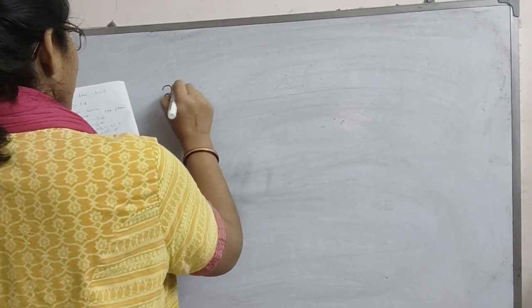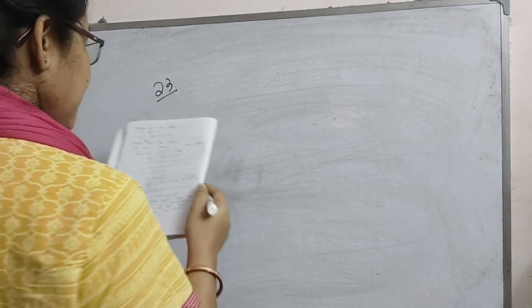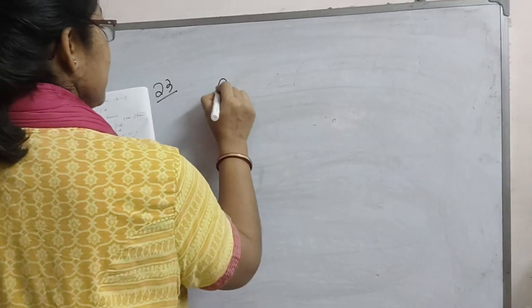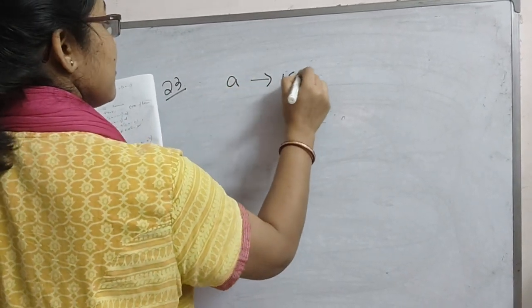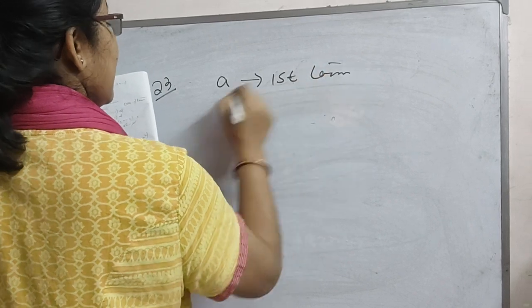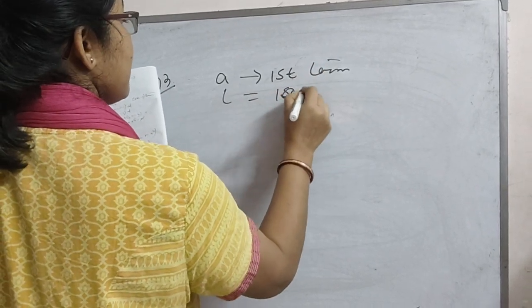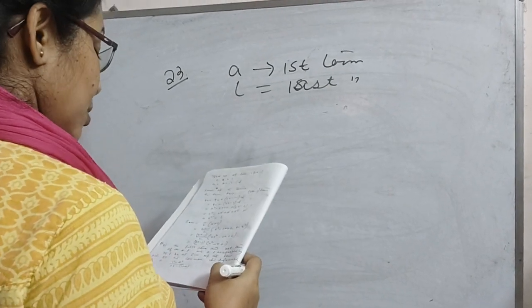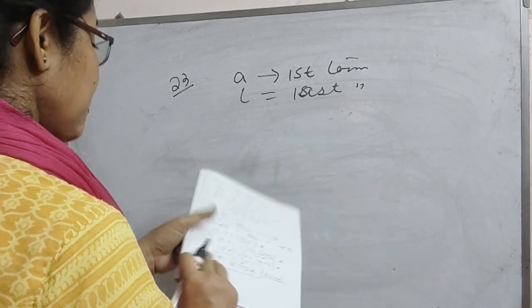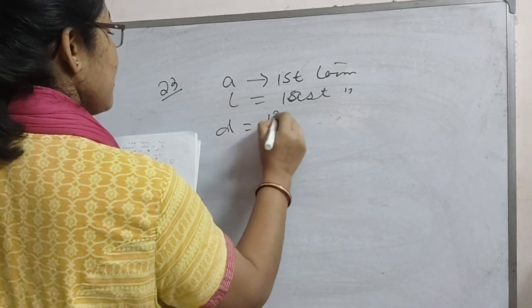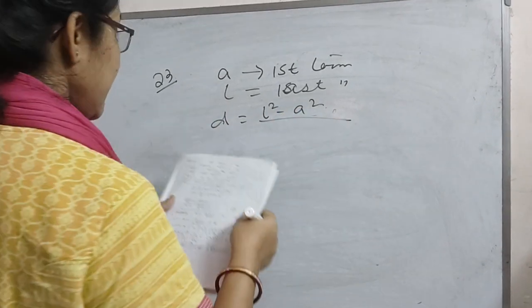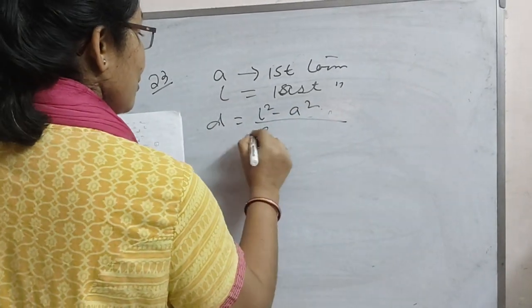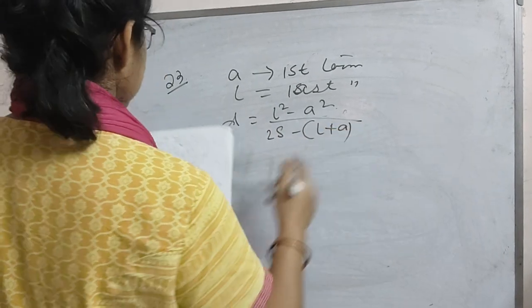Sum number 23. If the first term A and the last term L of an AP, and S is the sum of the terms, then prove that the common difference d equals (L square minus A square) by (2S minus L plus A).